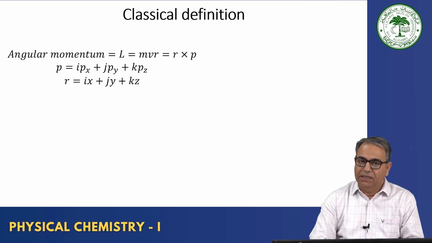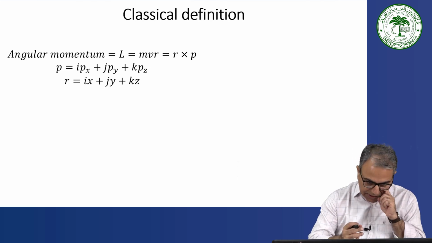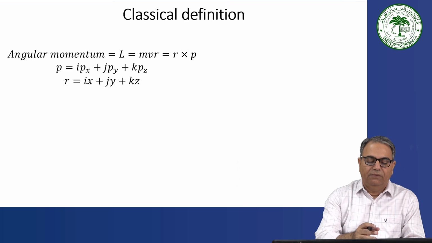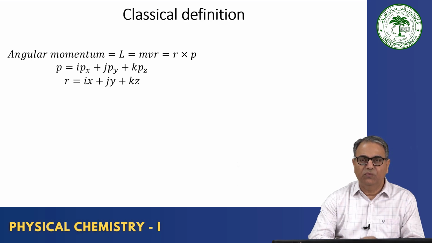Since linear momentum is also a vector quantity, you can split the linear momentum and the angular momentum into different components. For linear momentum you write i px, j py, k pz, where i, j and k are unit vectors. At least this much I expect you to know. So p, the linear momentum, is i px plus j py plus k pz, and for r I can write i x plus j y plus k z. So what is the angular momentum?